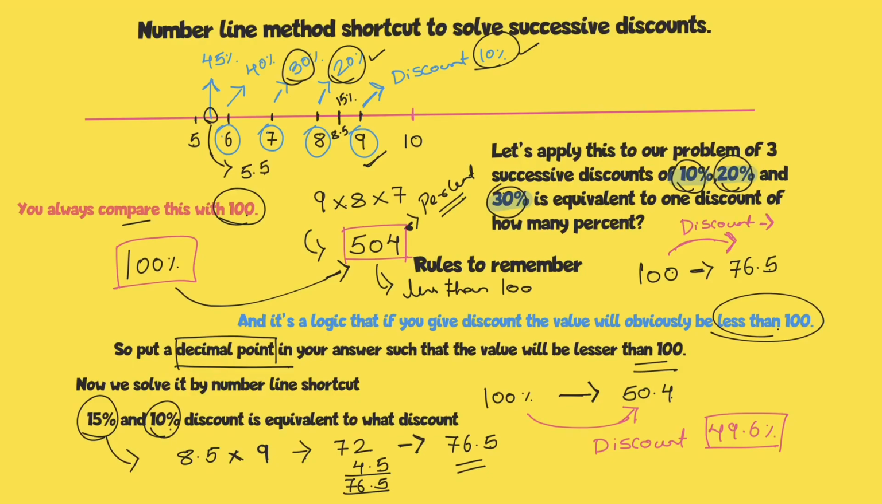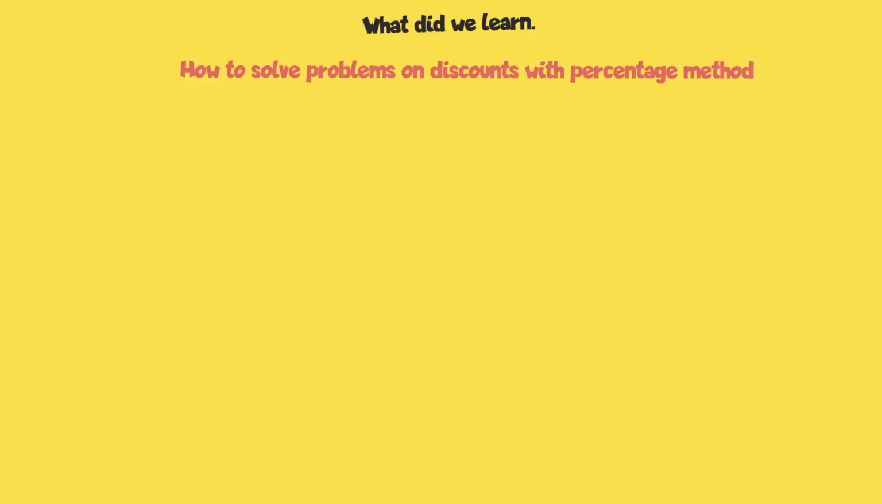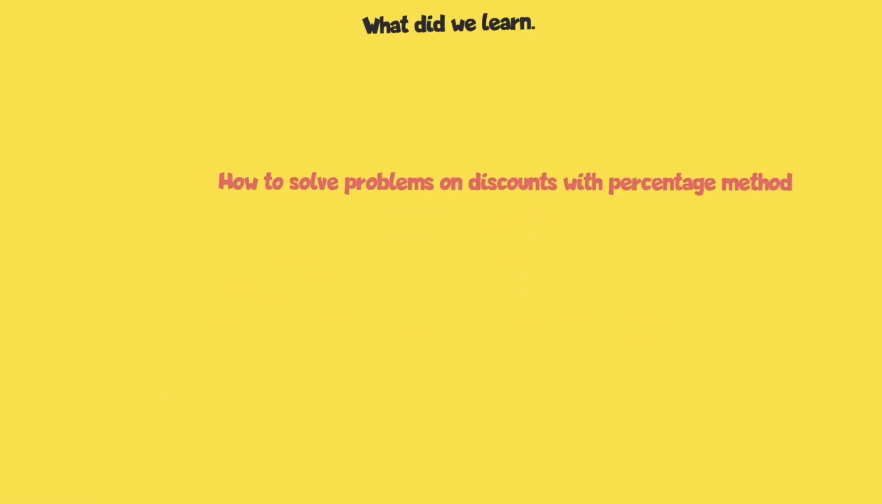100 minus 76.5. That is the discount that is being given, which comes out to be 23.5. So 23.5 is one discount which represents two discounts of 10% and 15%. That's how you get the answer to various questions. So what did we learn till now? How to solve problems on discount with percentage method. Yes, that is what we have learned right now.